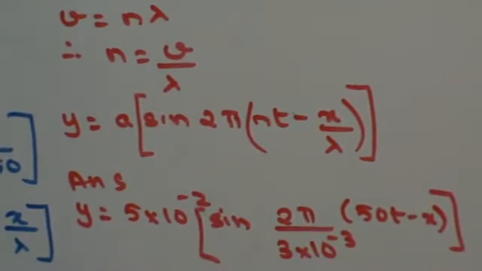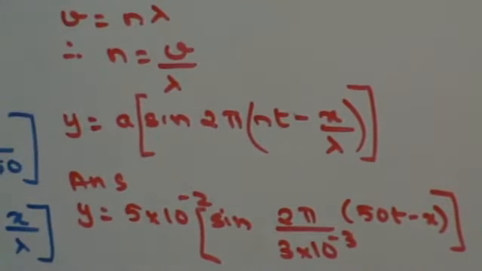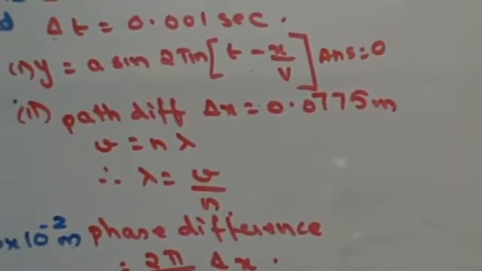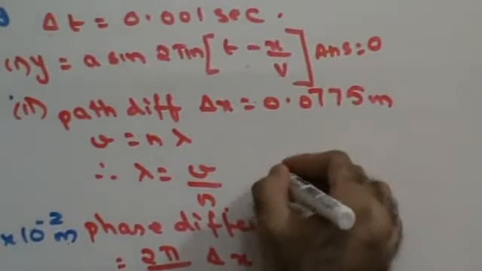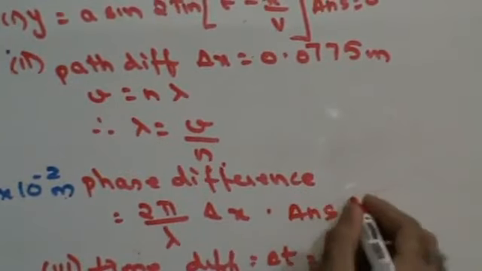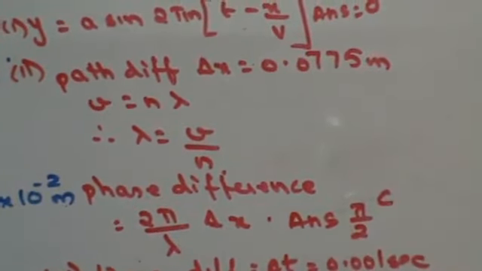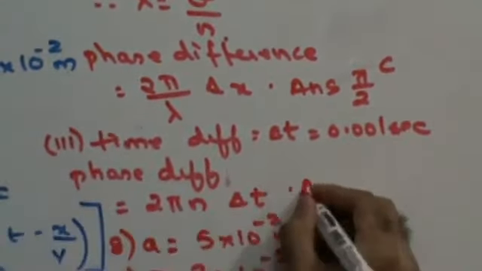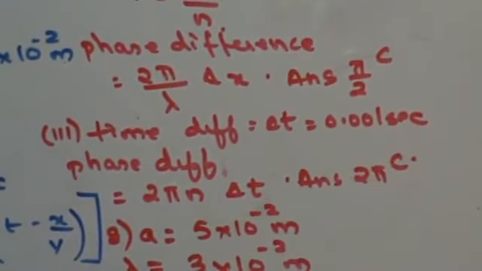I take down the answer for the previous sum also. For the previous sum, displacement answer is going to be 0. Sorry, phase difference in the case of path difference is pi by 2 radians, and phase difference in the case of time difference is 2 pi radian. Right. Let's move on with the next sum, guys.